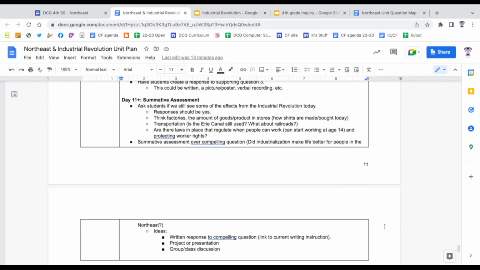This unit ends with a summative assessment over the compelling question, and so we're focusing on that. Did industrialization make life better for people in the Northeast? And students can argue yes or no, but they need to support their thoughts with evidence from their learning.